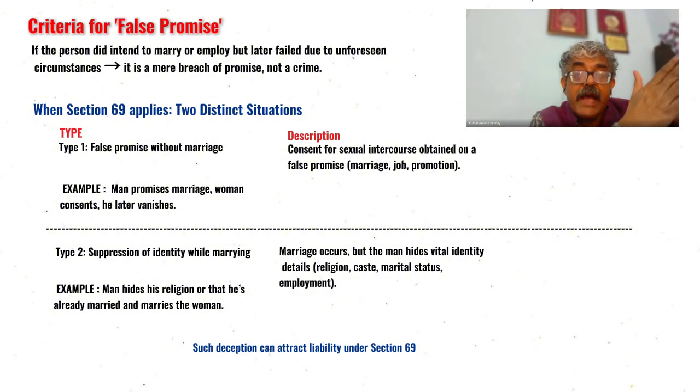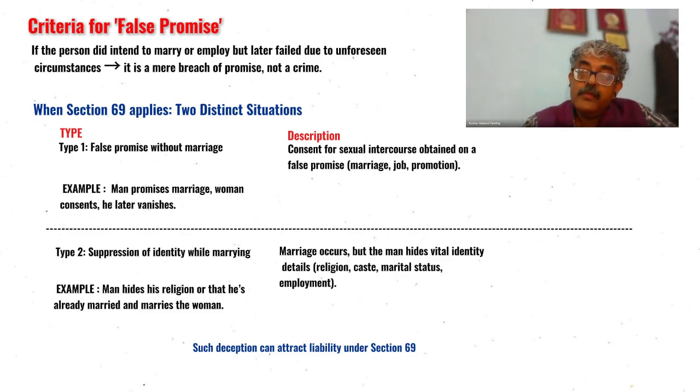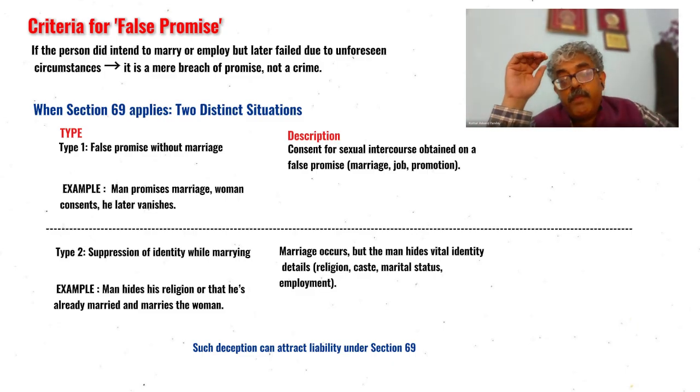So in the first class of cases, there was no marriage at all. That's why prosecution. But in the second class of cases, there may be a marriage between the man and the woman, the accused and the woman. But later, after marriage, the woman discovered that she was tricked to marry this man because this man hid certain vital identity details of his. So you can assume and understand how and in what circumstances Section 69 would be invoked, even when the accused has married the woman, the girl.